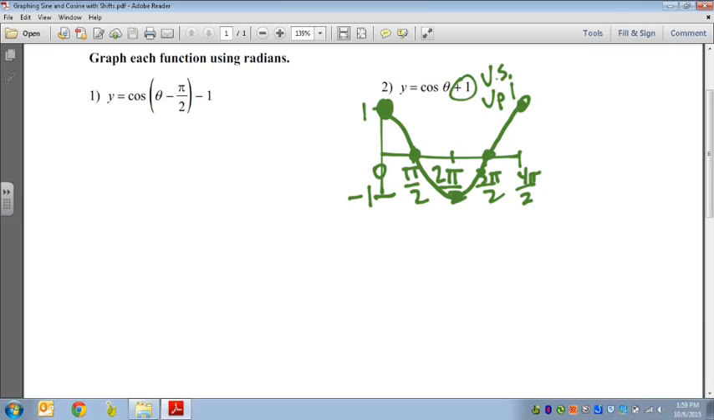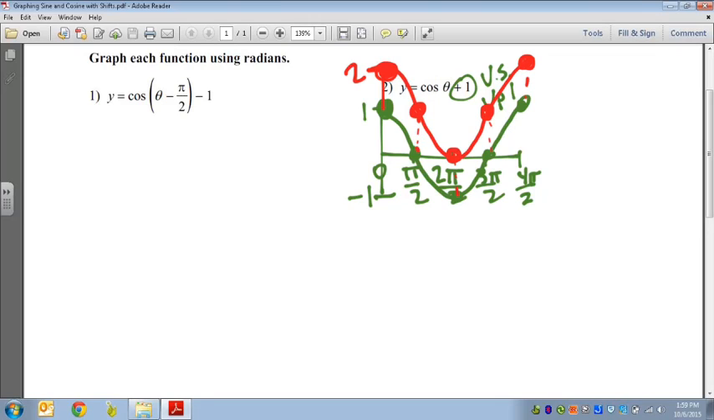But I notice there's a vertical shift up 1. So I need to move all the points up 1 space. So I'll put 2 here. So that's where that goes. This moves up to 1. This moves up to 0. This moves up to 1. And this moves up to 2. So, same graph, just shifted up 1. So there we go. All right?